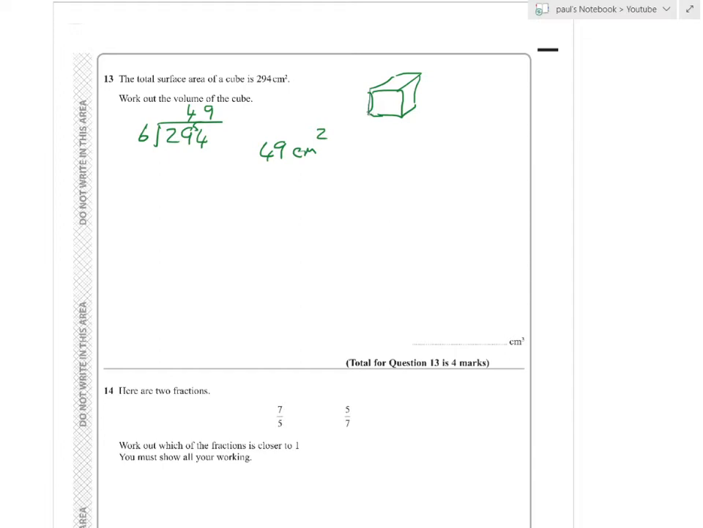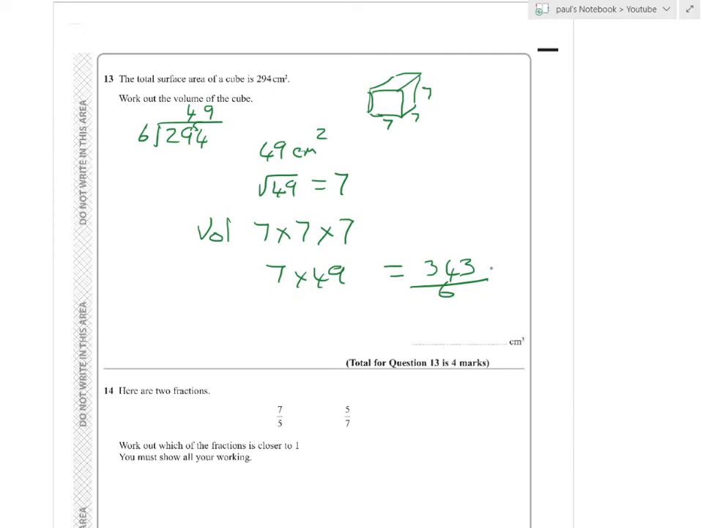So to find the lengths of the sides, you do the square root of 49, which equals 7. So that means every length is 7. So the volume is 7 times 7 times 7, which is 7 times 49. 7 9s are 63, and 7 4s are 28, plus that is 34. So it's 343 centimeters cubed.